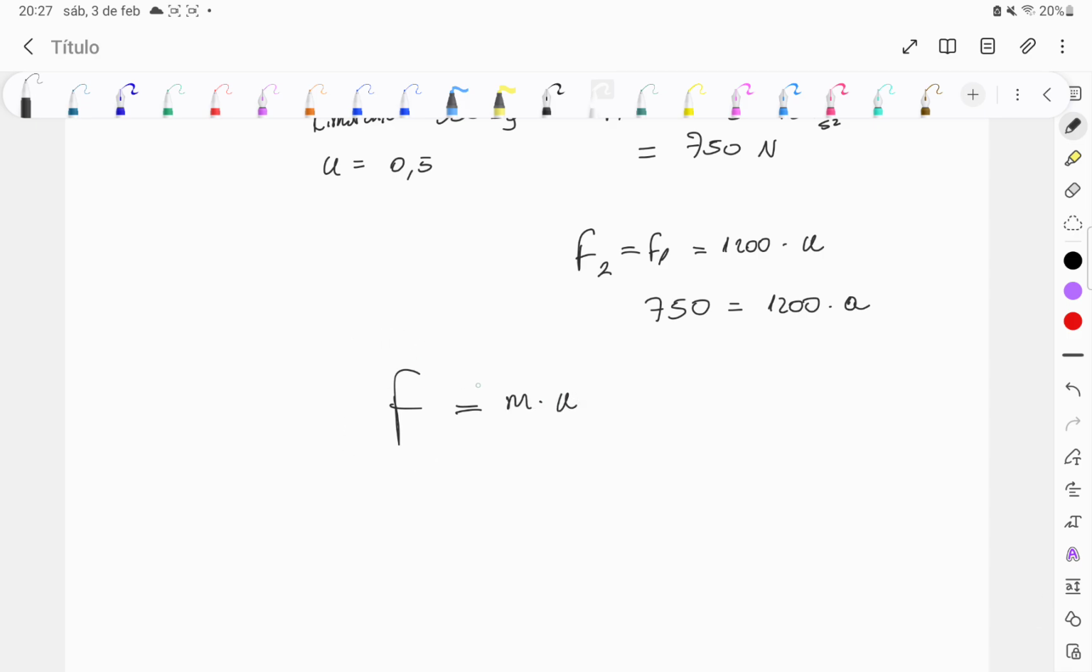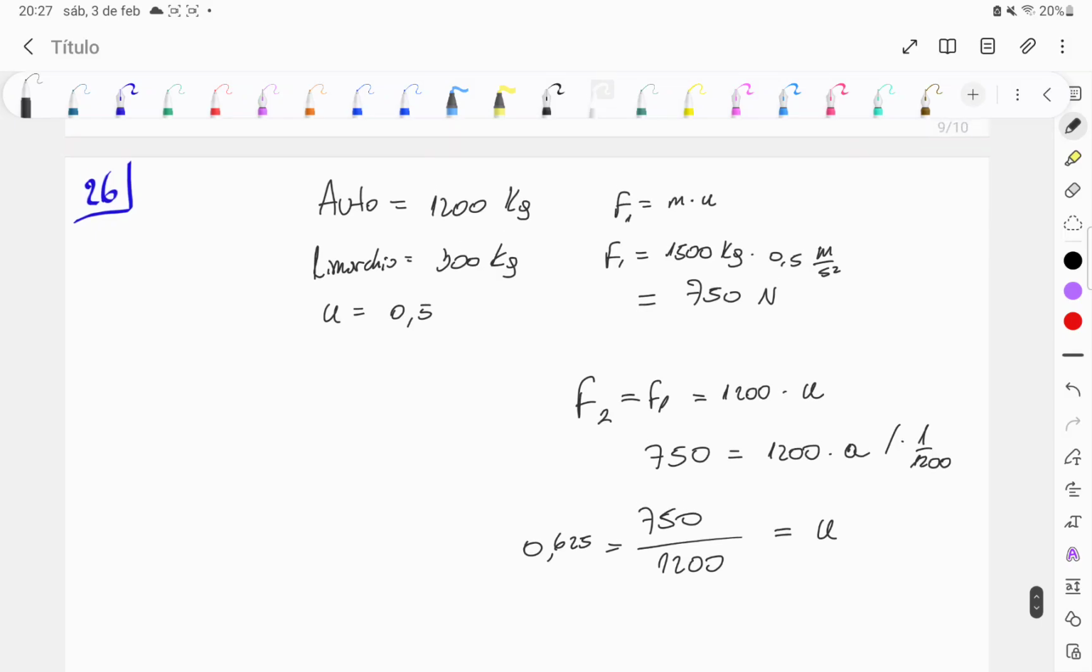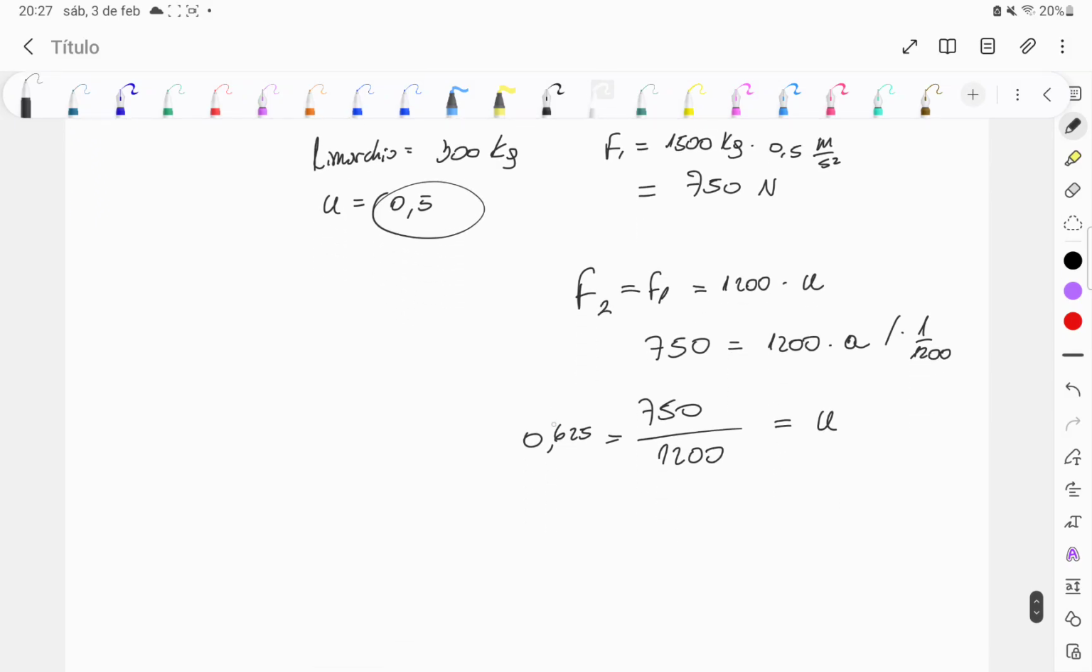If this doesn't change, but this goes down, what does this have to do? Goes up. Yeah? To keep the quality. So we do it like this. If we want the acceleration, then we do divided by 1200. So 750 divided by 1200 is equal to A, which is 0,625. How much was it in the beginning? 0,5. How much is it in the end? 0,6. What happened? It increased.